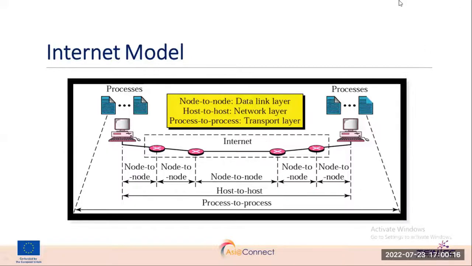In this internet model again, node to node works in the data link layer, host to host is the network layer, and process to process is the transport layer. This is the process to process. In the transport layer, host to host implies the network layer, where routing information is kept, and node to node is the data link layer.